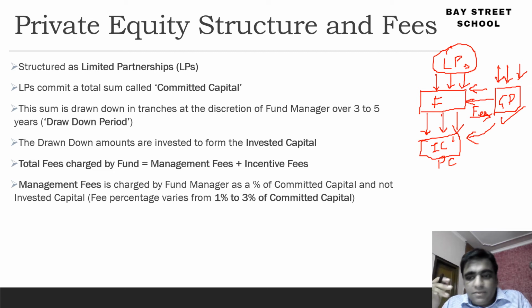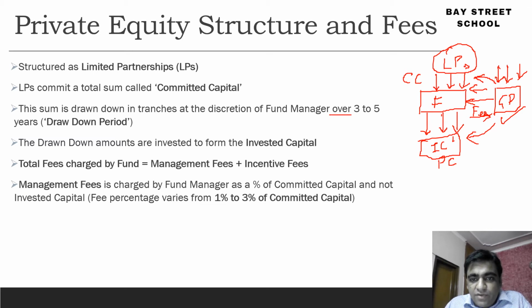Now it will be easier to look at the left side. They are structured as limited partnerships. The investors come in as limited partners. LPs commit a total sum, which is called committed capital. This is the full amount of capital that the LP is committing. Now the drawdown happens on the instruction of the GP. Whenever they find investments worthy enough, they will draw down fund money from the LPs into the fund, and that will be the drawdown amount, right?